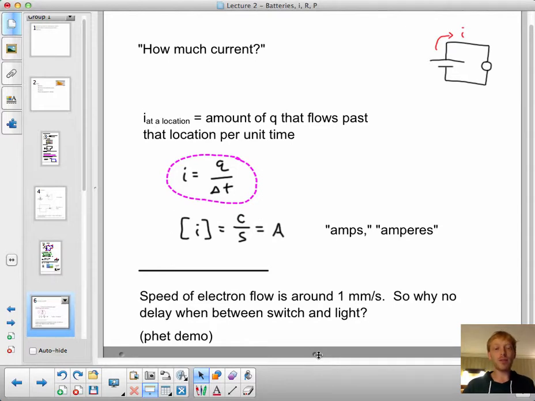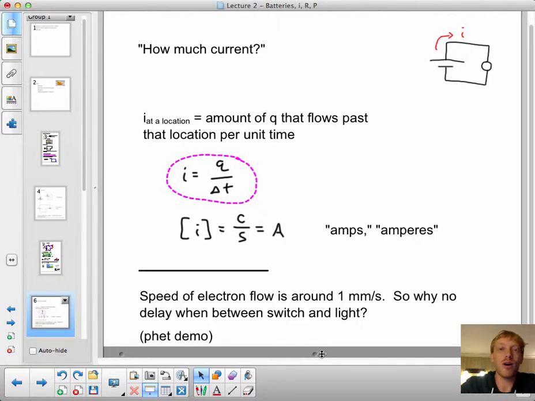I will tell you that the speed of electron flow through wires is more or less about 1 millimeter per second. Does that seem very fast to you, or does it seem very slow? It seems rather slow to me. I think of current as moving very, very fast.